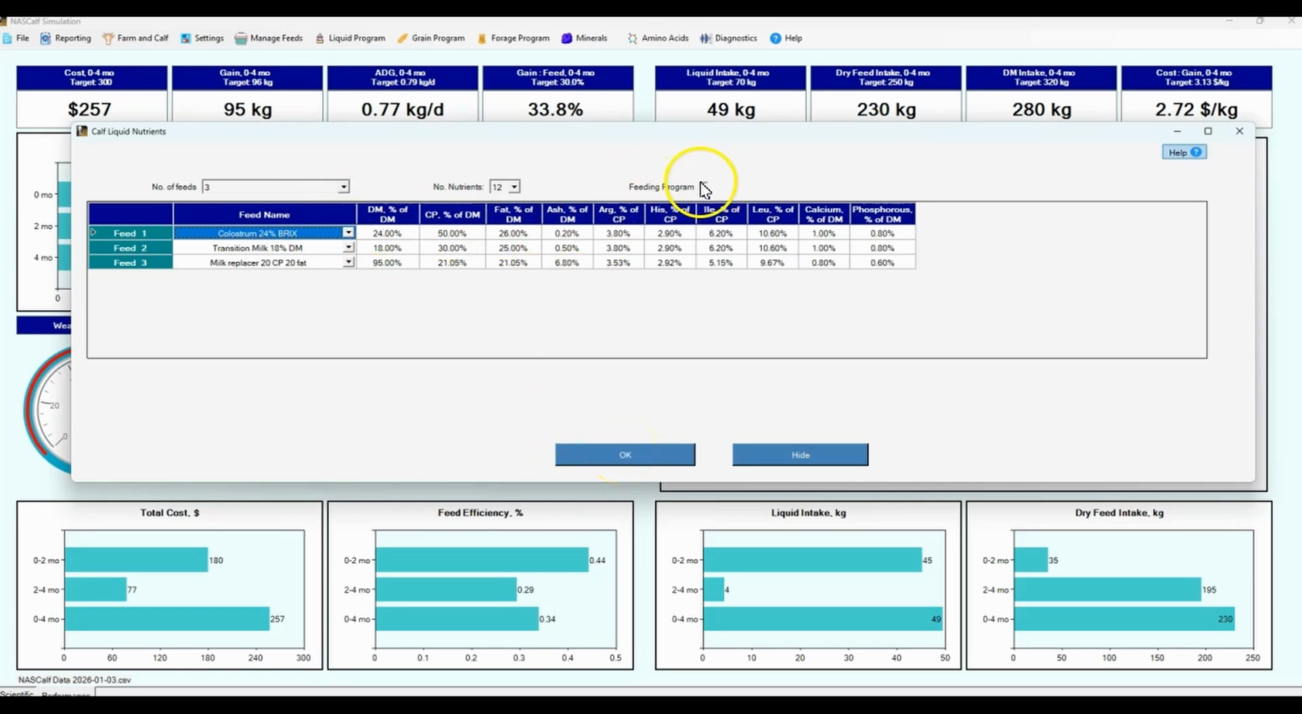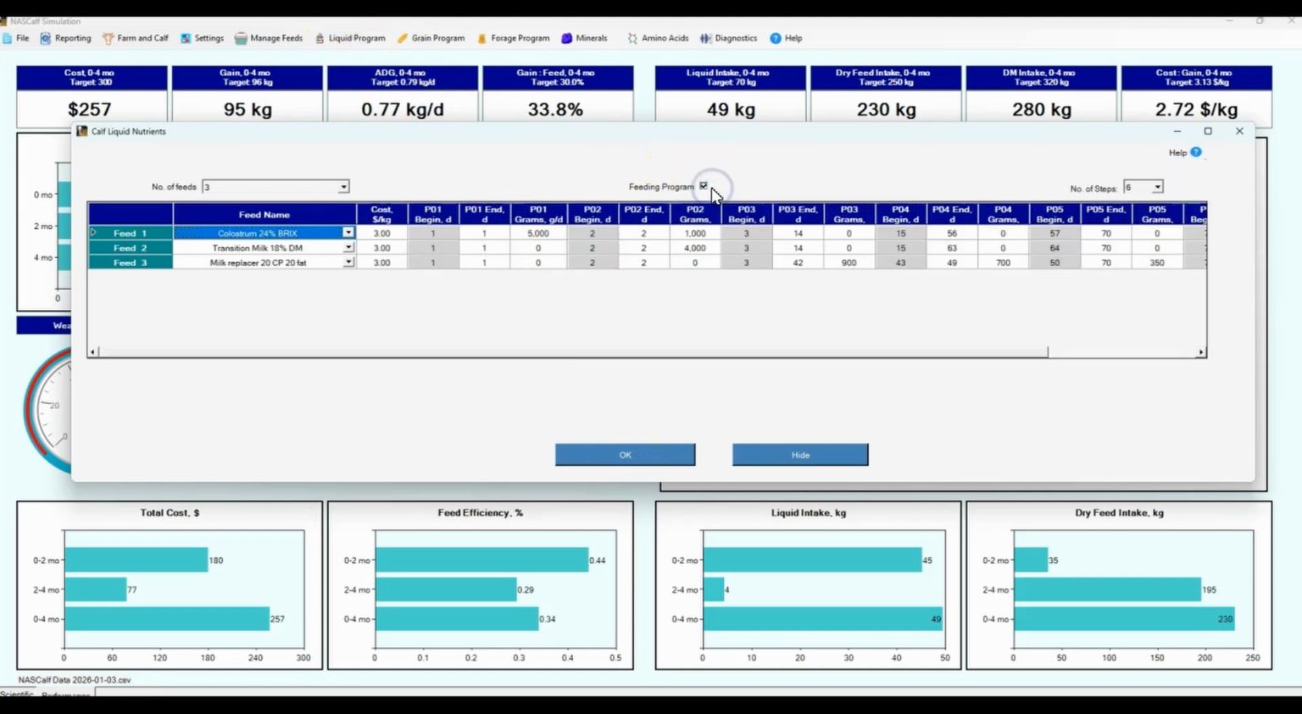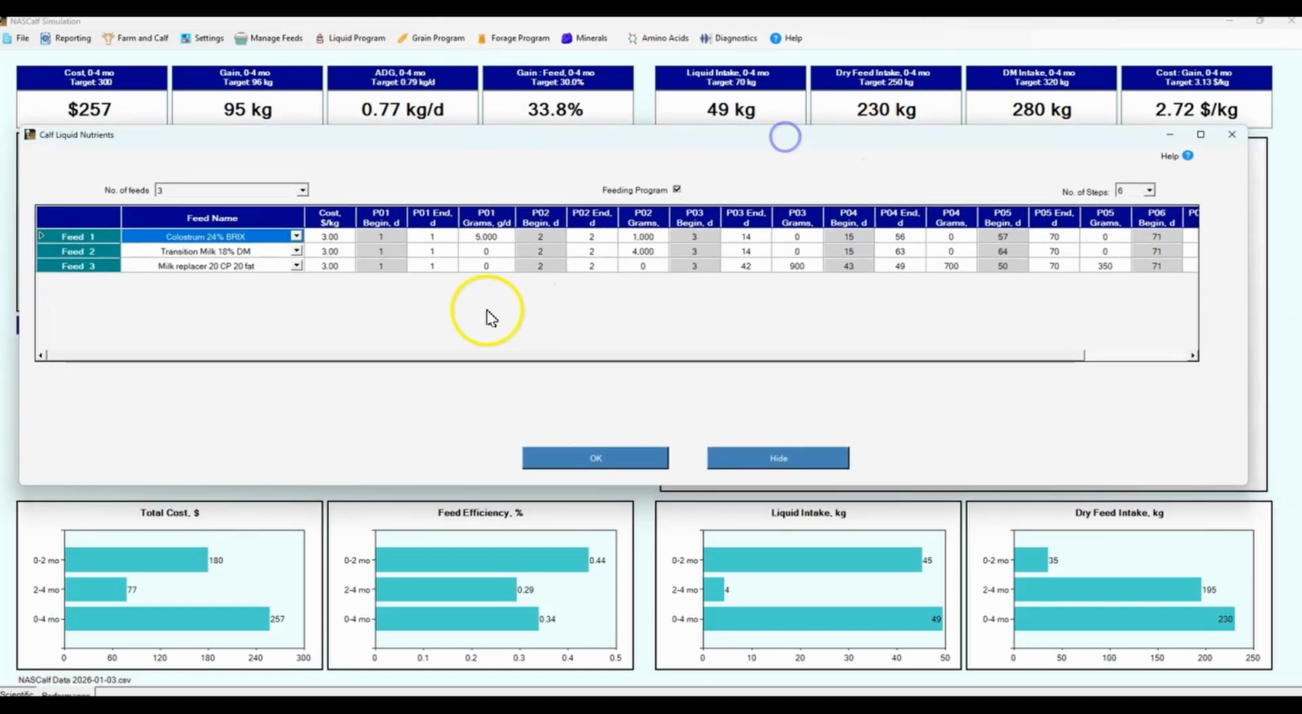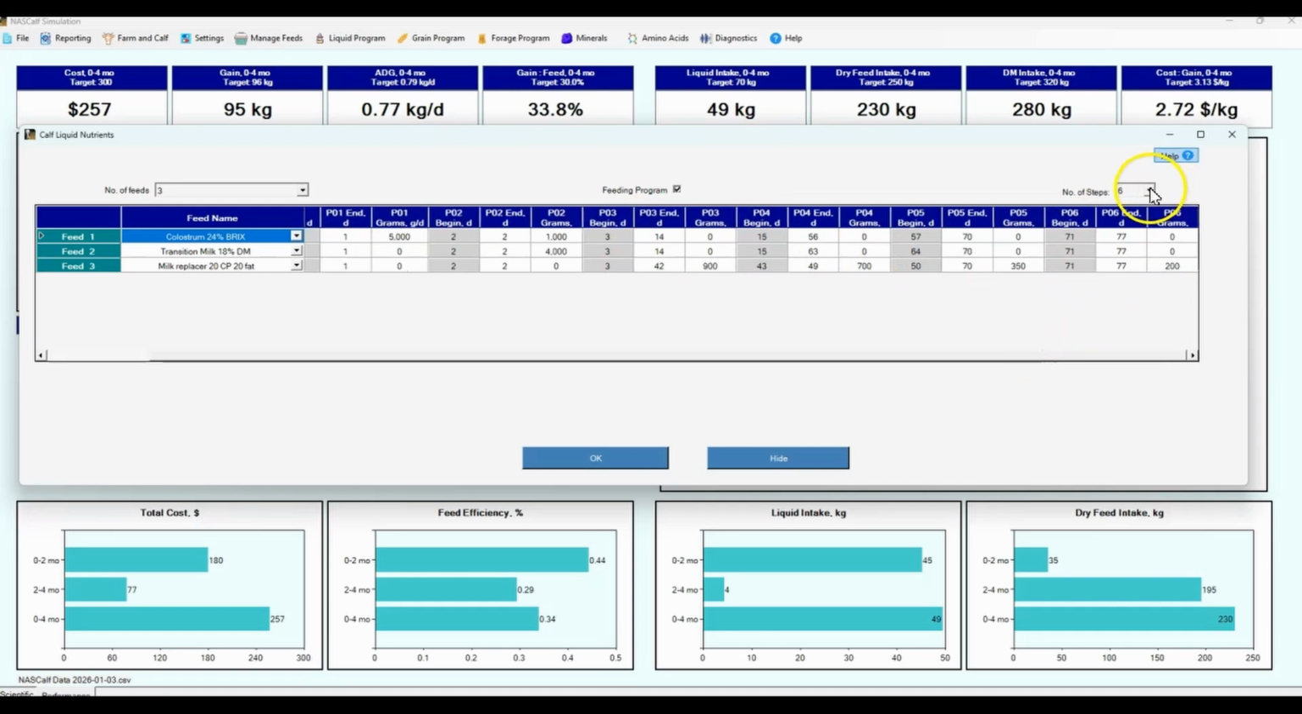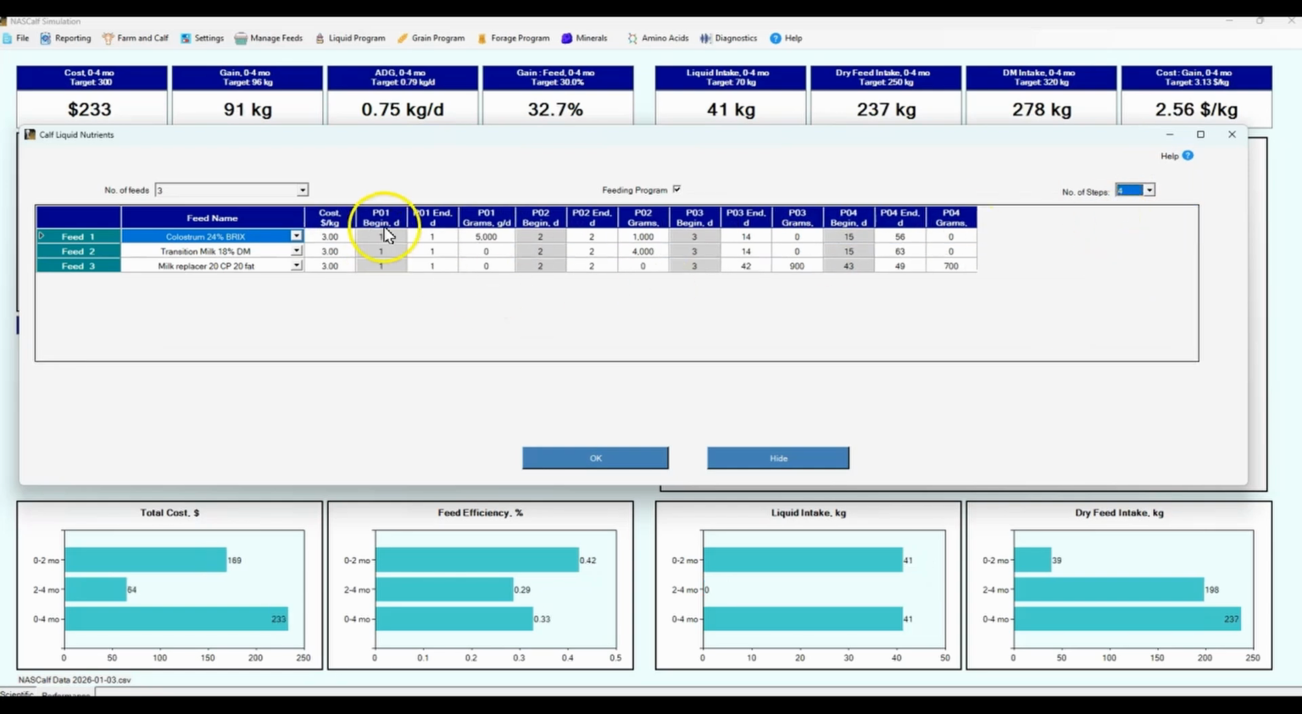I can do this either by clicking the Feed Program checkbox or by selecting it from the menu. In this example, we'll have 4 feeding periods, 1 for colostrum, 1 for transition milk, and 2 for milk replacer. We'll feed the milk replacer at a full rate initially and then reduce it by half during the final days before weaning. Since we only need 4 periods, I'll reduce the total number of feeding periods to 4. During day 1, calves receive 6 liters of colostrum, 4 liters at the first feeding, and 2 liters 12 hours later. Period 2 covers day 2, when the calves receive 4 liters of transition milk.